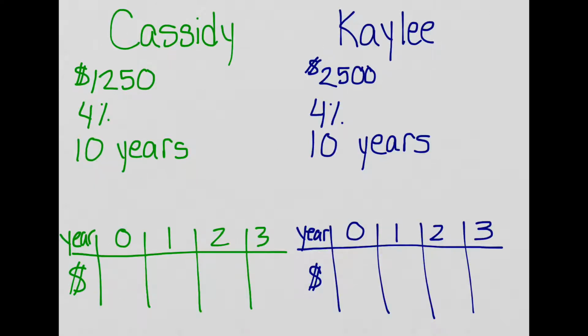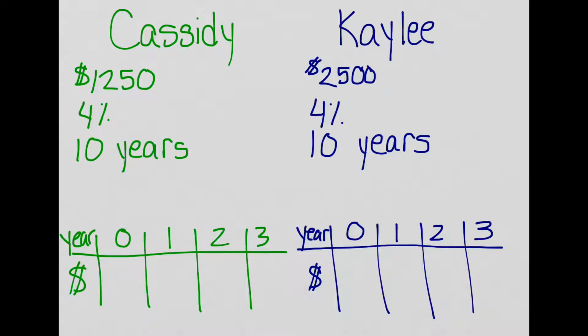Okay, so our classwork starts right off with this story about Cassidy and Kaylee, who are sisters, and they have a nice grandma who gives them some money. And she invests the money in a bond. That is a thing that you're putting in the bank and you're not touching it. You're promising not to take any money out for 10 whole years. But it's going to earn interest while it's in there. And so it's going to earn 4%, and she's going to leave it for 10 years.